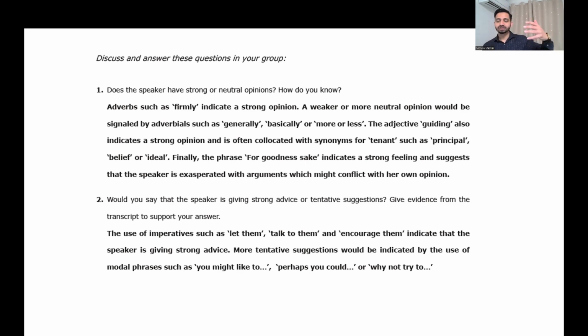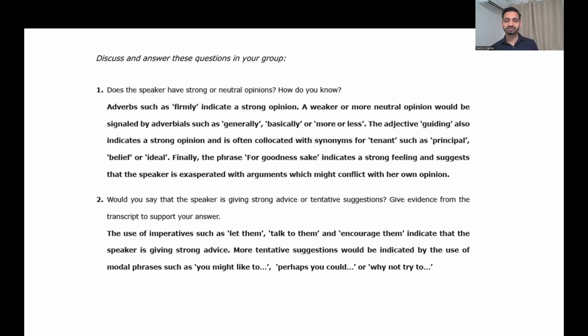So these are some of the adverbs that will help us to know that the speaker's opinion is quite strong. Now, question number 2. Would you say that the speaker is giving strong advice or tentative suggestions? Give evidence from the transcript to support your answer. The use of imperatives such as let them, talk to them, encourage them, indicate that the speaker is giving strong advice. Let them, right, is a direct way of speaking. So that's strong advice.